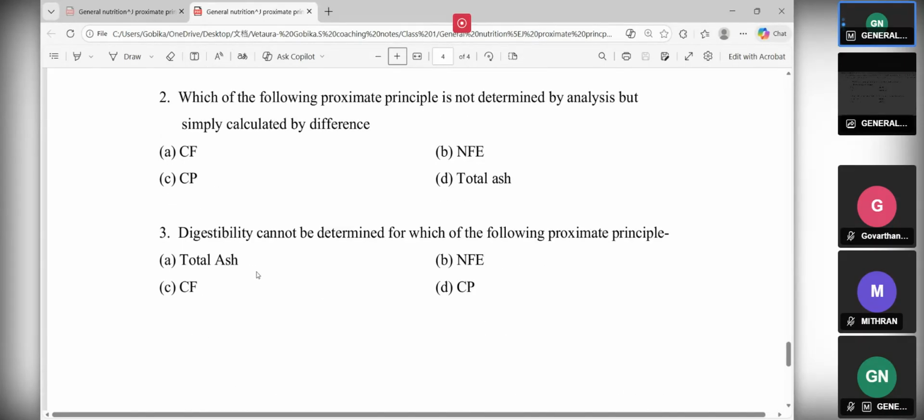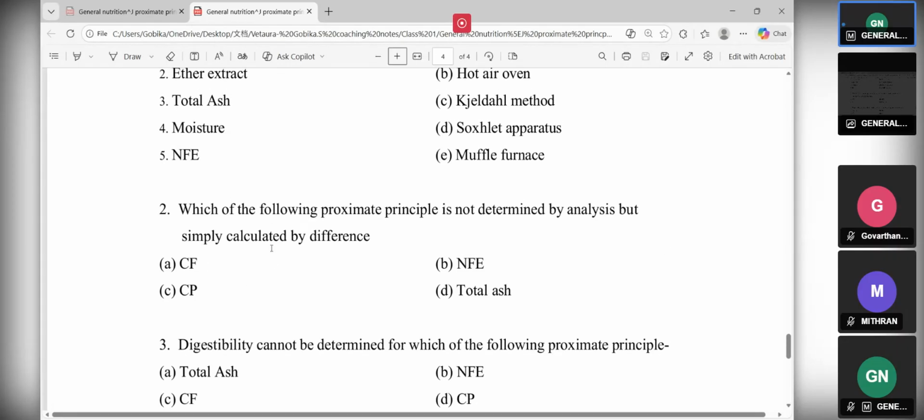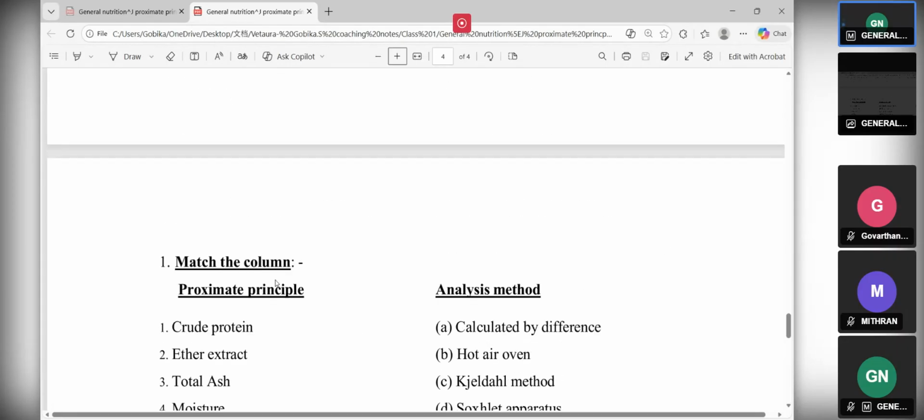The third question they have asked regarding this topic is: digestibility cannot be determined for which of the following proximate principles. We can determine the protein digestibility, fiber digestibility, and also NFE, that is soluble carbohydrate digestibility in the animal. The only component which does not contribute energy to the animal is total ash. So we cannot find the total ash digestibility in the proximate principles.